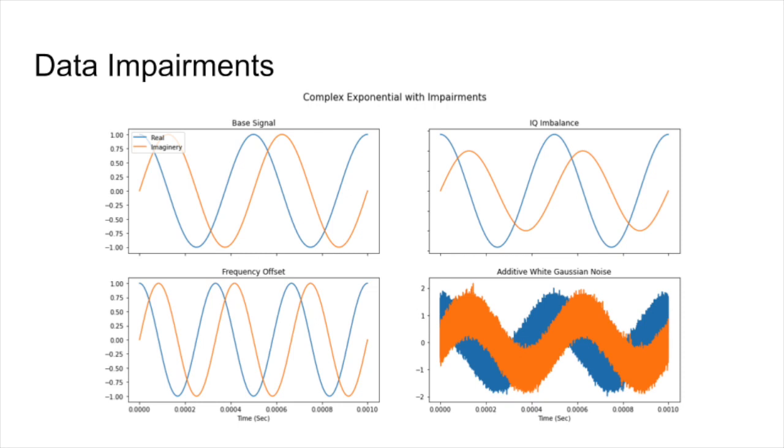Moving to the bottom left, this is a frequency offset. So you can see that the frequency of the sinusoids is increased. And then moving to the bottom right is what additive white Gaussian noise looks like. And this is where you add noise based on a Gaussian random variable with zero mean.